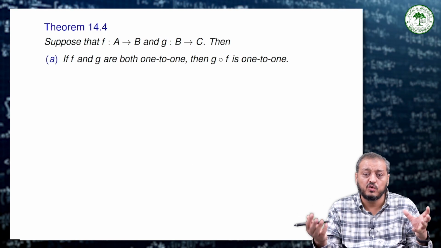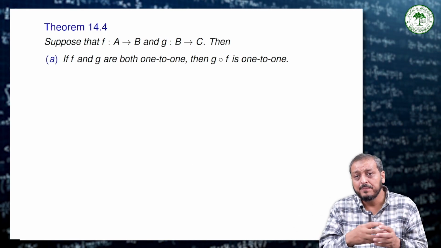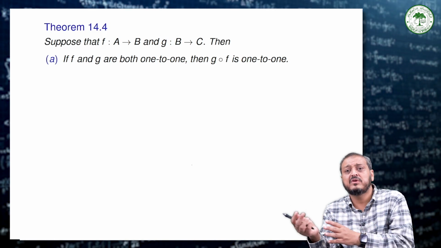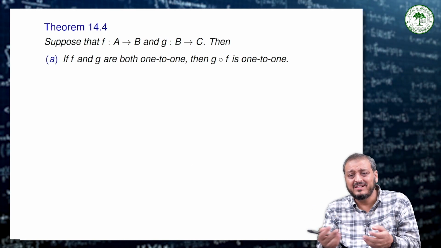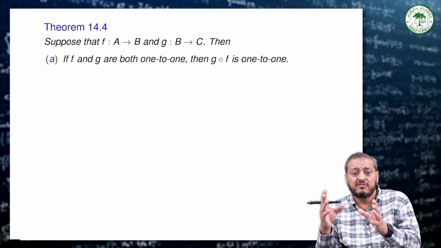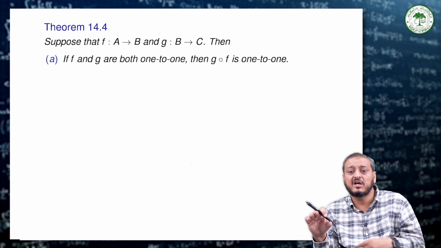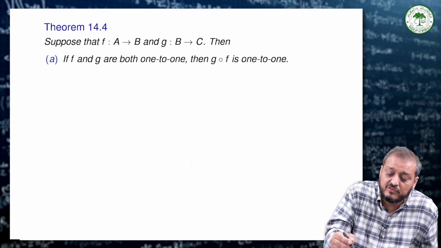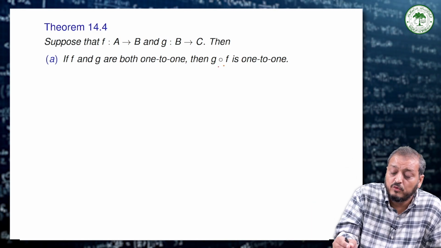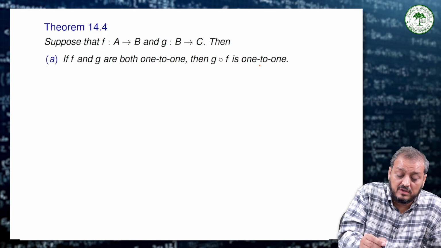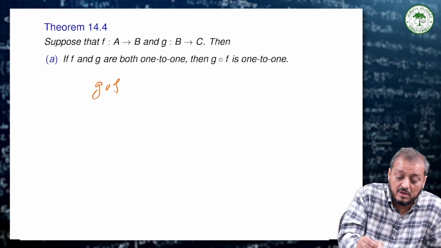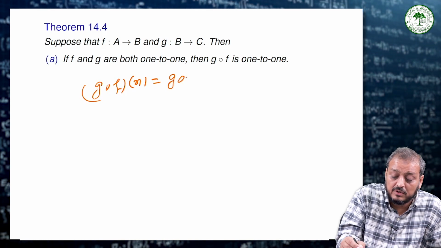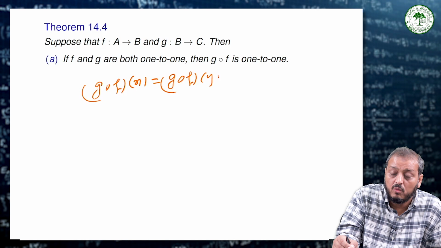We have taken two functions, f from A to B and g from B to C, where A, B, C are non-empty sets. If f and g are both 1-1, then the composition g∘f is 1-1. We can easily prove this: we have to show that g∘f of x is the same as g∘f of y implies x equals y.